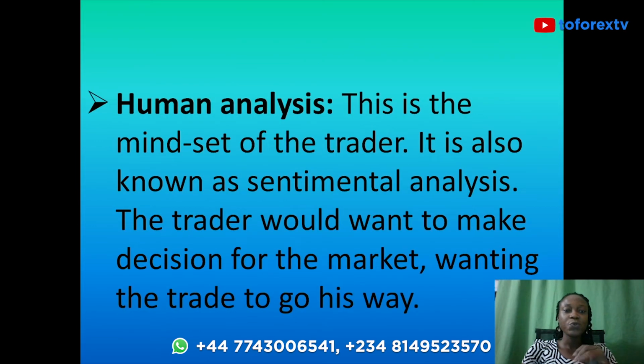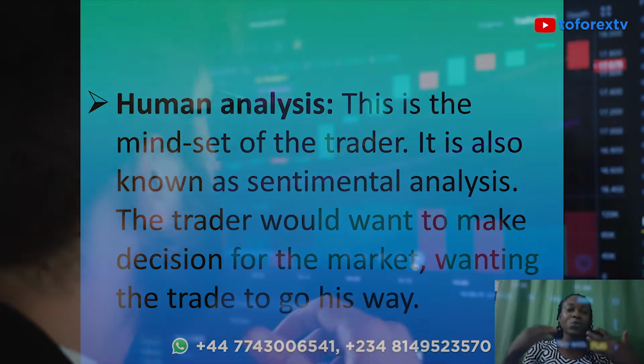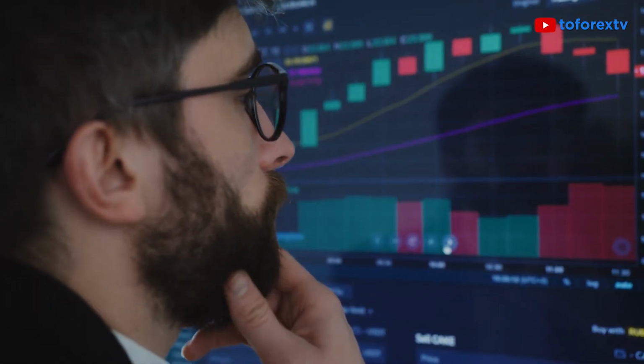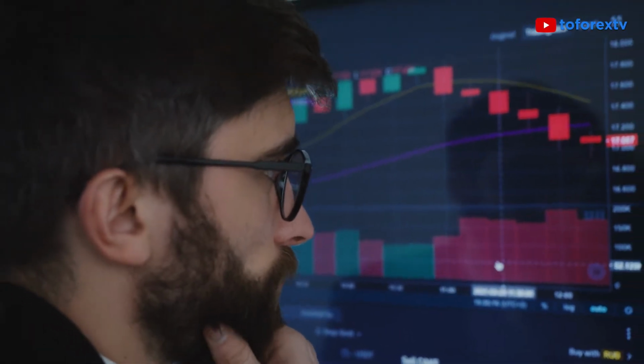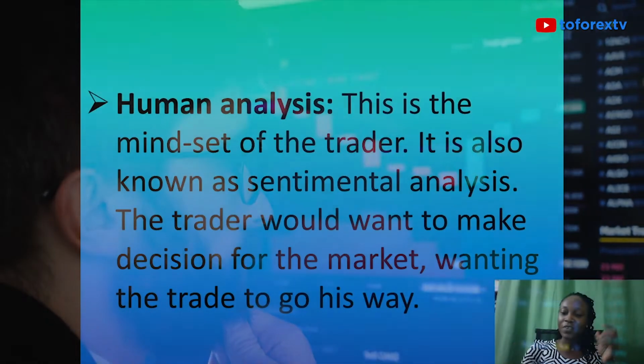Moving on to human analysis. This is the mindset of the trader. It is also known as sentimental analysis. The trader would want to make decisions for the market, wanting the trade to go his way. Okay.